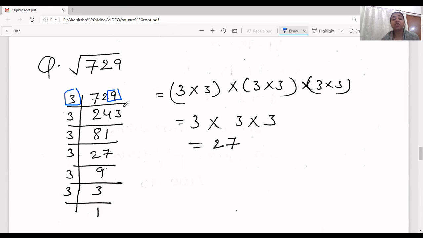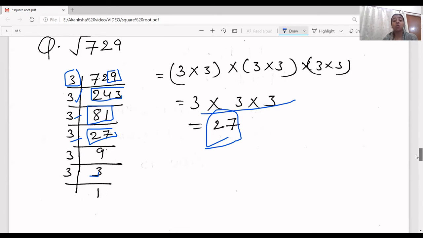Now, when you divide it by 3, you get 243. Is it divisible by 3 again? Yes. So divided by 3 again, we get 81. Now, is 81 divisible by 3? Yes. Again divisible by 3, we get 27. Is 27 divisible by 3? Yes. Is 9 divisible by 3? Yes. And we get 3. And therefore, we get 1 at the end. So we'll be pairing it up this way, and we'll ultimately get 3 into 3 into 3, which will give me 27 as the final number. Hope you got this.